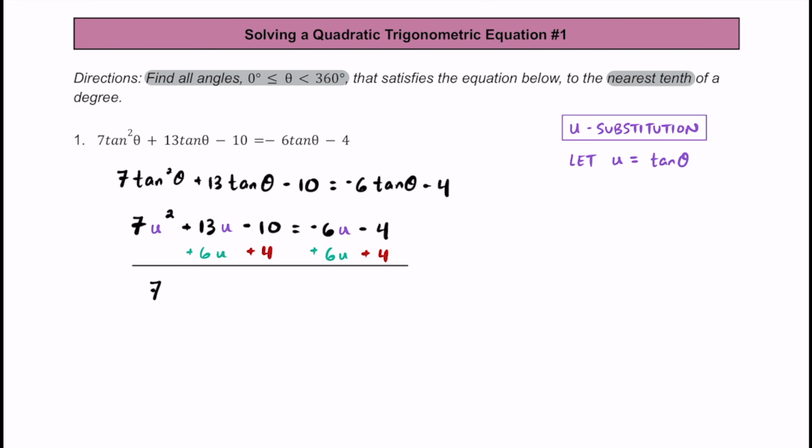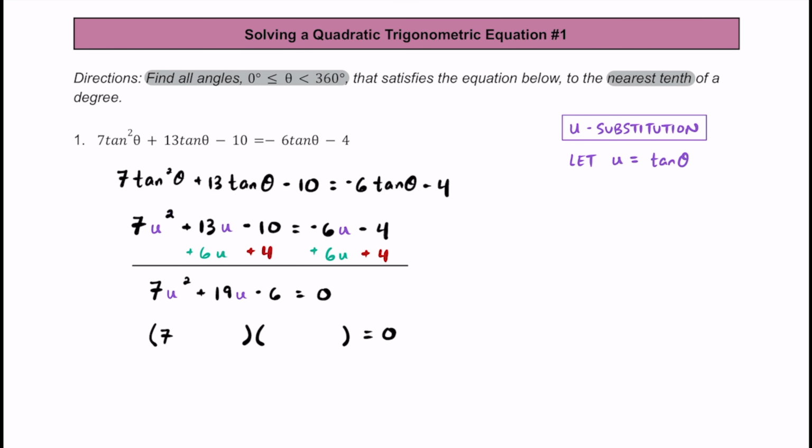When we use those properties of equality, we're going to have 7u squared. Then we're going to have plus 19u. And then that negative 10 plus 4 is going to be negative 6. And that's going to equal 0. Now let's factor this. So let's set up 2 binomials and set this equal to 0.